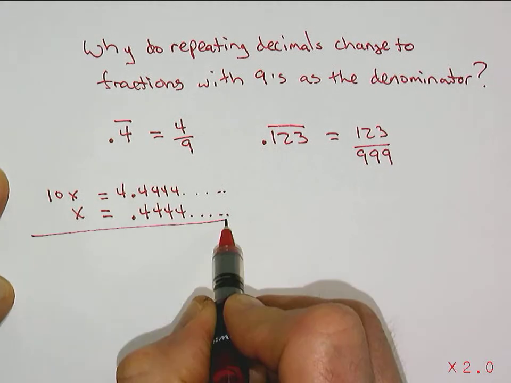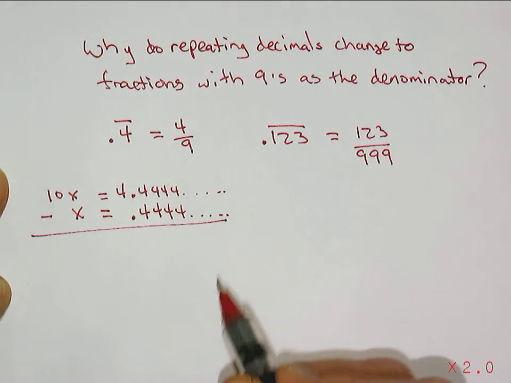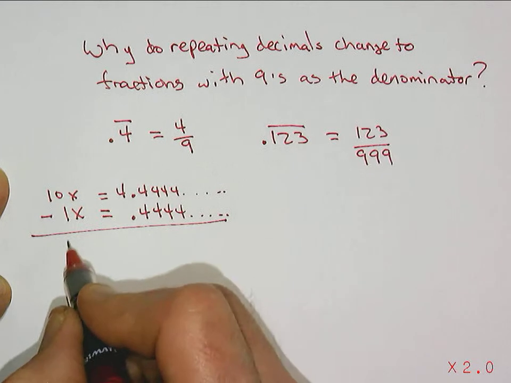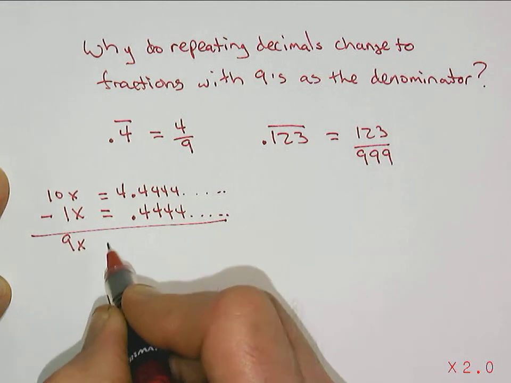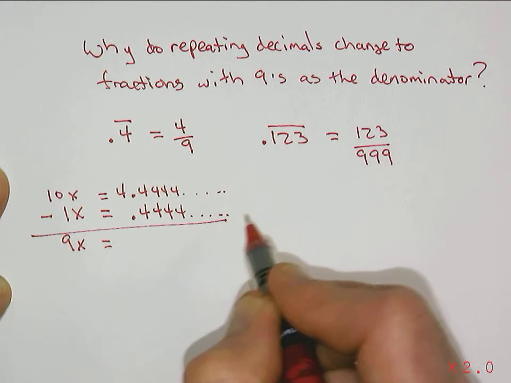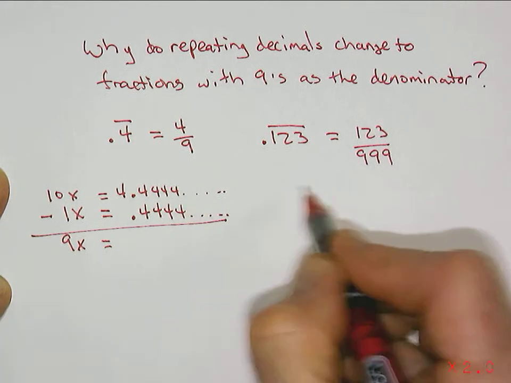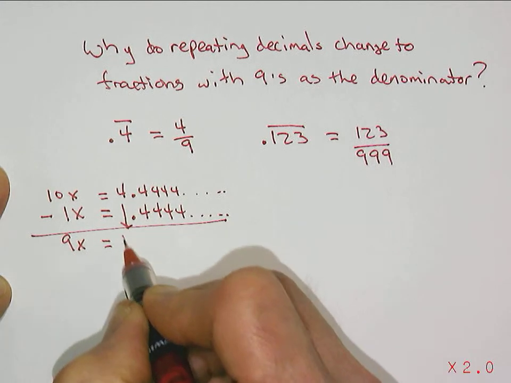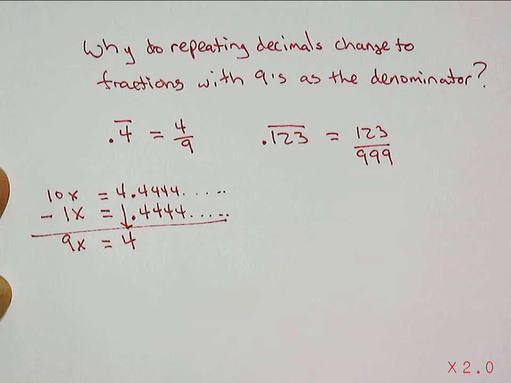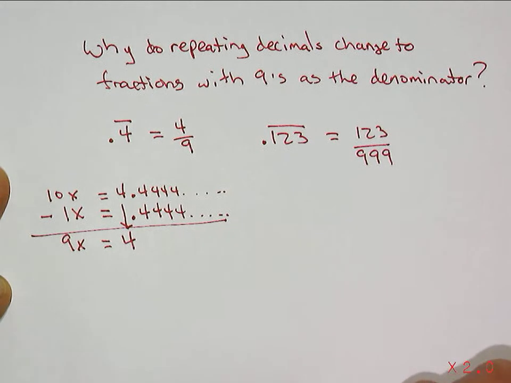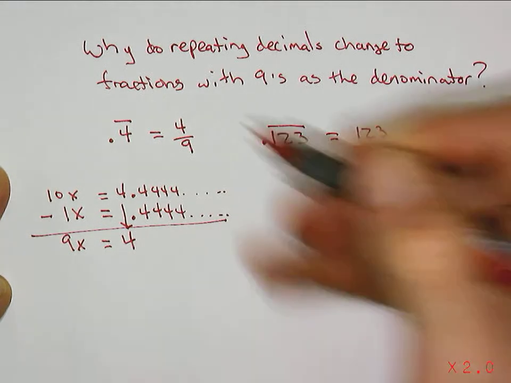Now if I subtract these two from each other, so in other words, I take 10x minus 1x. 10 minus 1 is 9x. So now I have 9x. And if I take 4.4 repeating minus 0.4 repeating, in other words, I'm going to subtract away all these 0.4s forever, the only thing that's going to be left is the 4. And so what that does for me now is I've eliminated all of the repeating numbers by subtracting them away, because I can subtract all these numbers away infinitely.